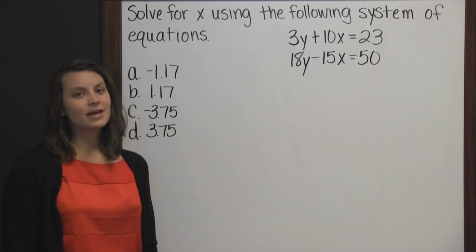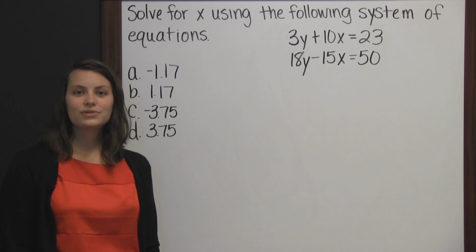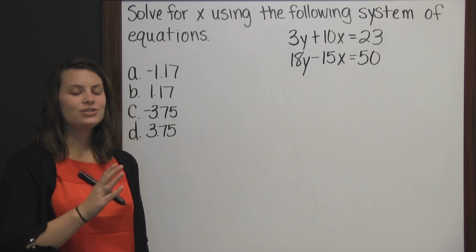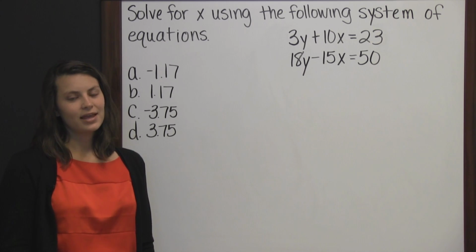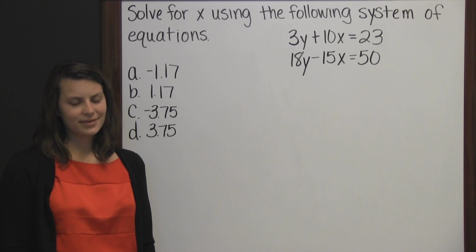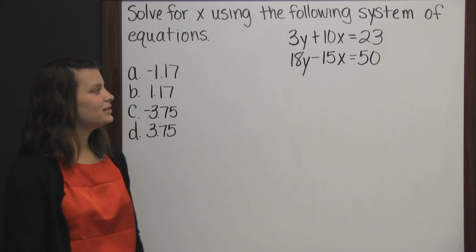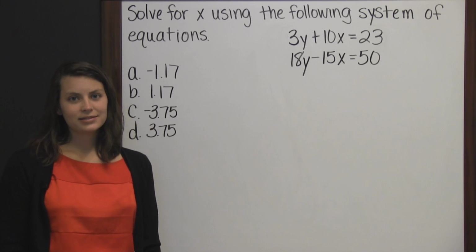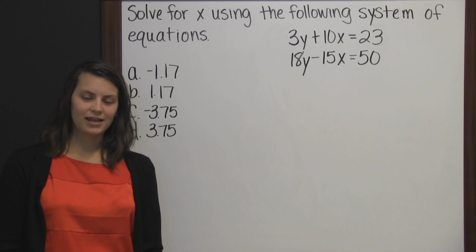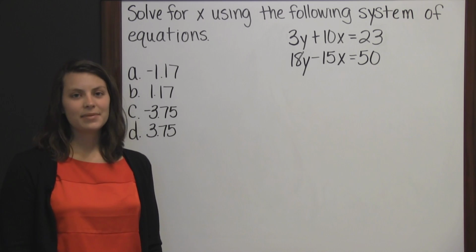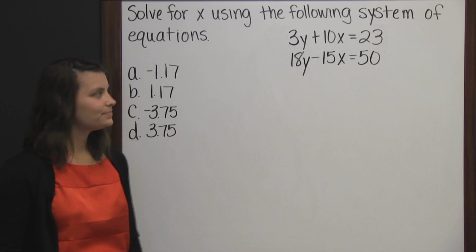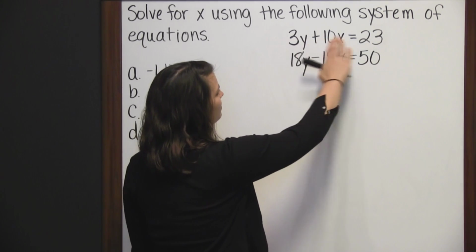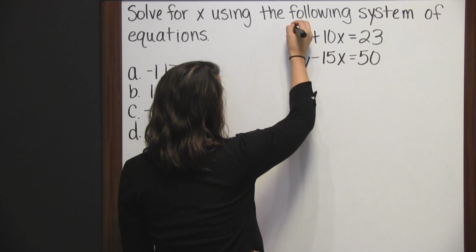You can also use substitution. That's where you solve for one variable and then substitute that expression into the other equation. And then there's elimination. And that's the method we're going to use now to solve for x. Since we want to solve for x, we want to eliminate y. And eliminate means to get rid of. To get rid of y, I need to multiply this whole equation by a negative 6.